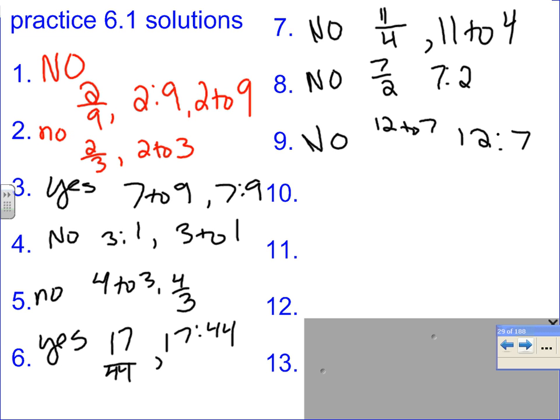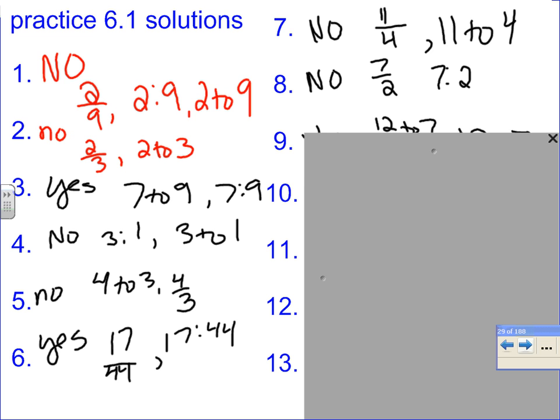Great job. Okay, number 7, no. It should be 11/4 or 11:4. Number 8 is no, 7/2, 7:2. Number 9 is no, 12 to 7, 12:7.